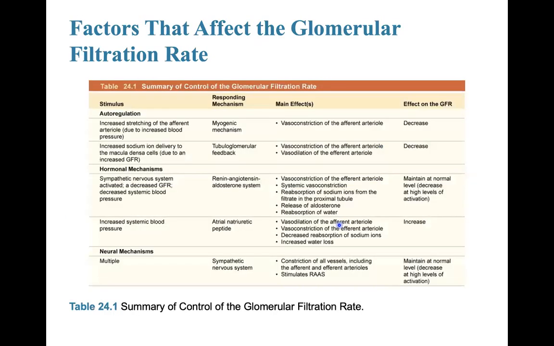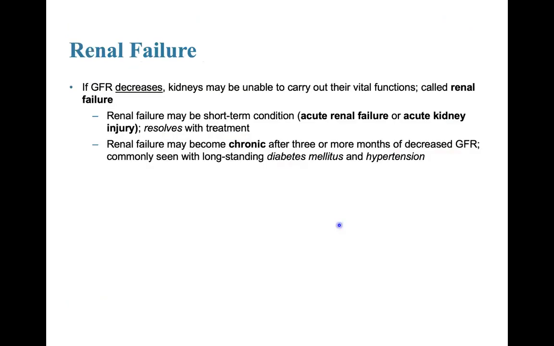Okay, and this is a nice little table because this will help you to summarize all of the regulatory mechanisms that surround glomerular filtration rate, or GFR. Now, if your GFR decreases, the kidneys may be unable to carry out their vital functions, and this is called renal failure. Renal failure may be a short-term condition, more commonly referred to as acute renal failure or acute kidney injury, and this resolves with treatment. Renal failure may become a chronic issue after 3 or more months of decreased GFR. And this is commonly seen with long-standing diabetes and hypertension.